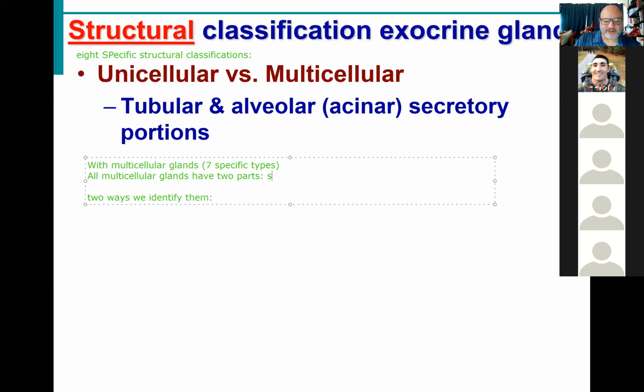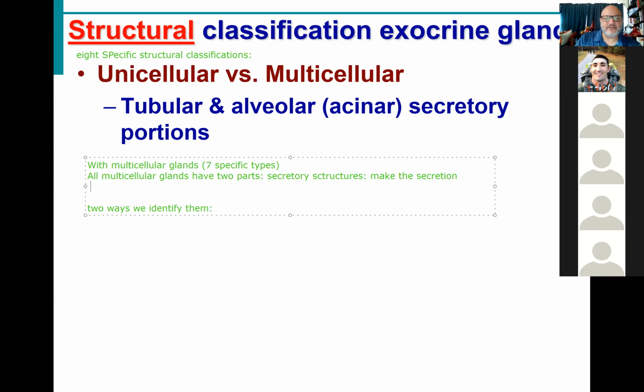As we talked about, they have the secretory structures, which again make the secretion. And they have the ducts that carry the secretion outside of the body. So we identify them two ways, by their secretory structures and by their ducts. The first way we identify them is the shape of the secretory structure.